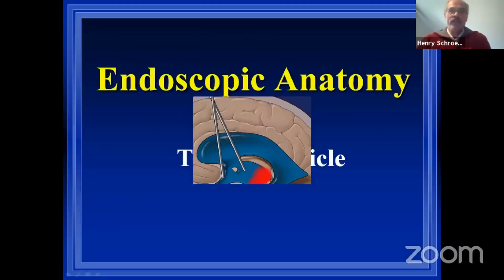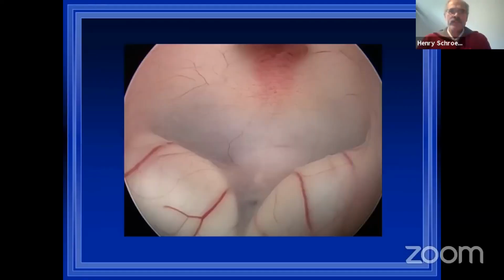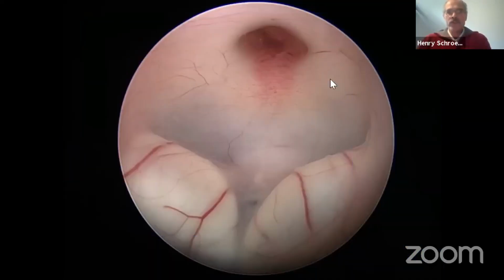Now we come to the third ventricle. Again, 0-degree endoscope. We look to the floor of the third ventricle. What you see very nicely is the mammillary bodies on both sides. Here's the basilar tip shining through the translucent floor in this infundibular recess.